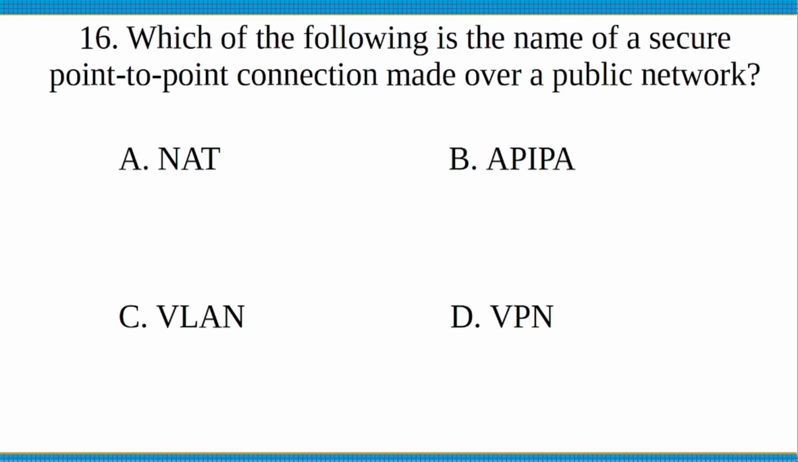Number 16. Which of the following is the name of a secure point-to-point connection made over a public network? A. NAT, B. APIPA, C. VLAN, D. VPN. D. VPN. So VPN stands for Virtual Private Network. It's a secure point-to-point connection made over a public network.